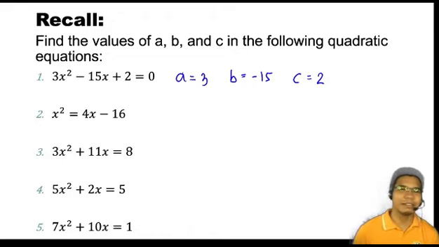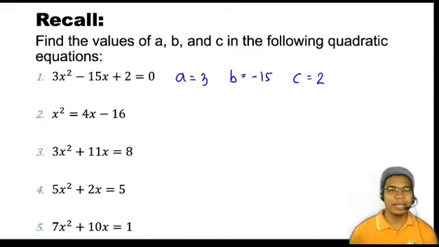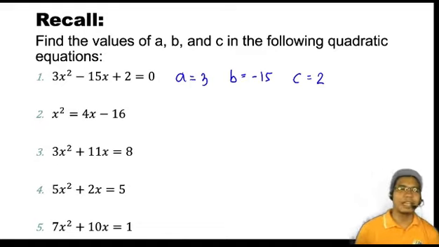We are given x squared equal to 4x minus 16. As you can see, this quadratic equation is not written in standard form. So it's important for us to write it first in standard form to get the true values of a, b, and c. To write it in standard form, all we have to do is write all the terms on the left side of the equation. Using the addition property of equality, or simply, we transpose 4x and negative 16 to the other side of the equation.